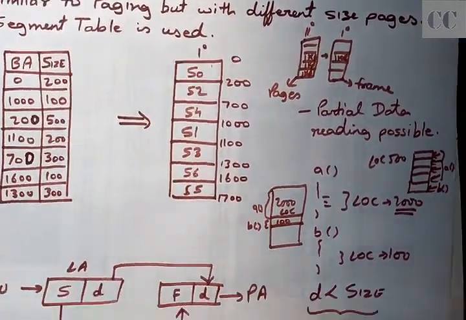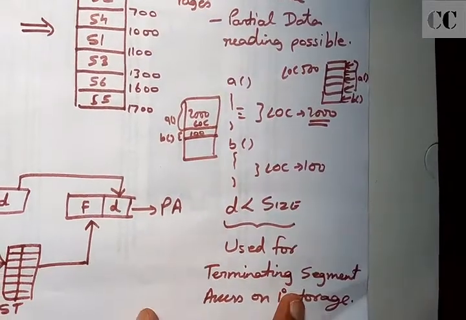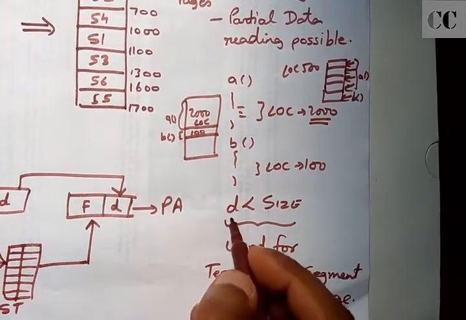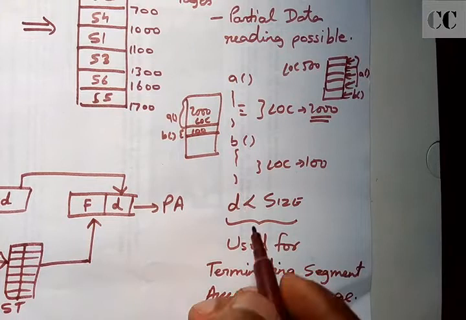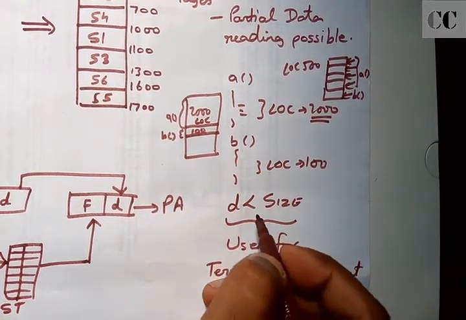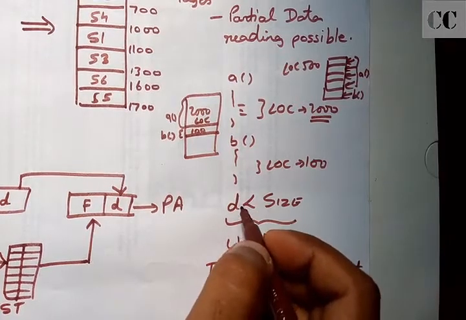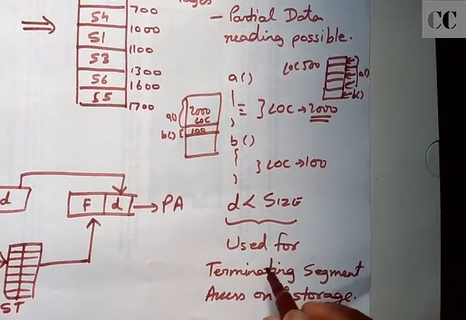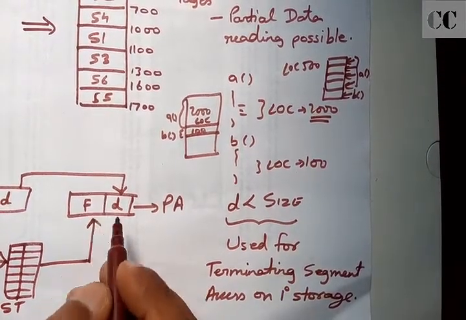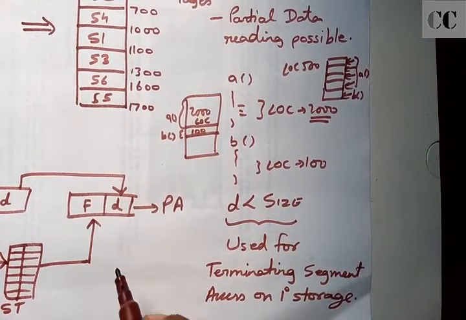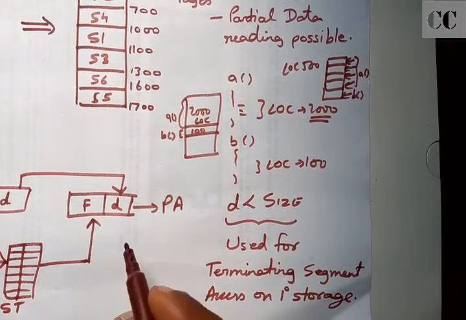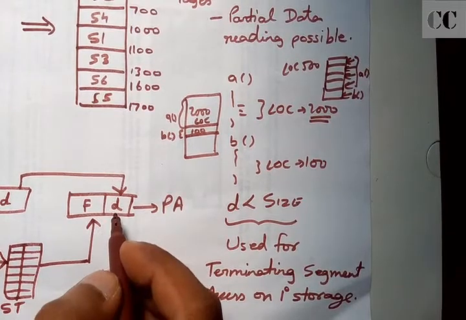The condition that we provide in the CPU execution is that D must be less than size. It must not be less than or equal to. Equal to is not eligible here. It must mandatorily be that D is less than size. Now what is D? D is the offset that is provided by the CPU. So this must be less than size.